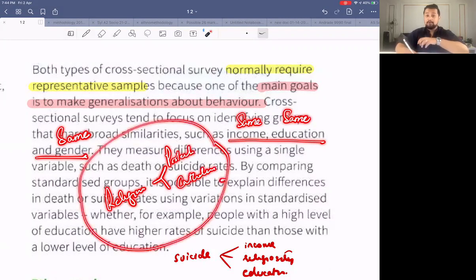Remember, I made a point that all the other variables were similar, and if there was any difference, it was only in terms of religion. This is when I can talk about a relationship being found between these variables.